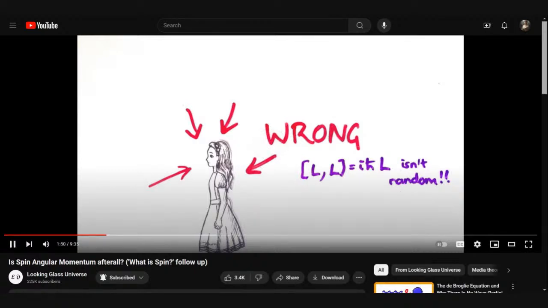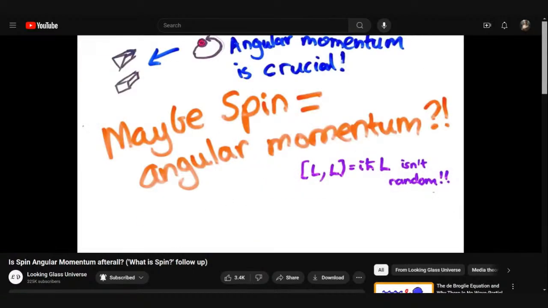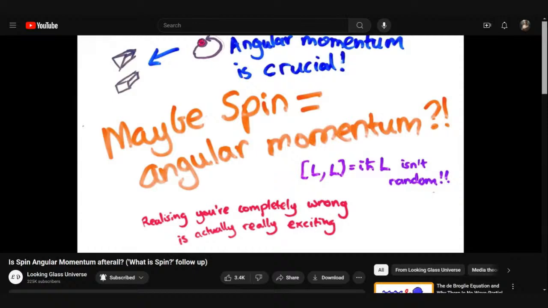But today I'll talk about why I was wrong about the Stern-Gerlach experiment. The angular momentum isn't just a useless byproduct, it's actually pretty crucial. And so maybe spin is angular momentum. The mysterious Stern-Gerlach apparatus is actually just a giant magnet.